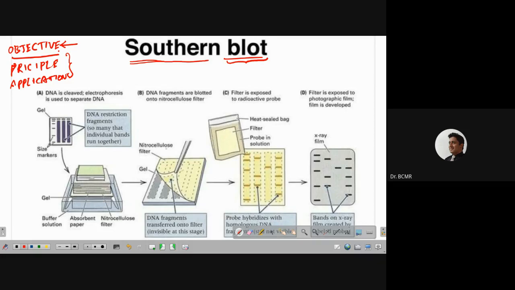In Southern blotting, the objective is to find if a specific sequence is present in the DNA sample or not. When you are analyzing DNA, then it is Southern blotting. DNA is long, and we don't know if a stretch of, say, 100 bases is present or not. To do that, we use this technique.